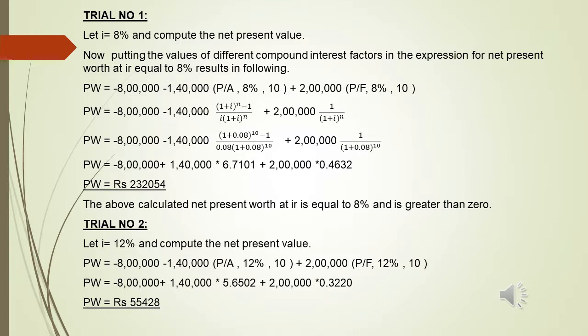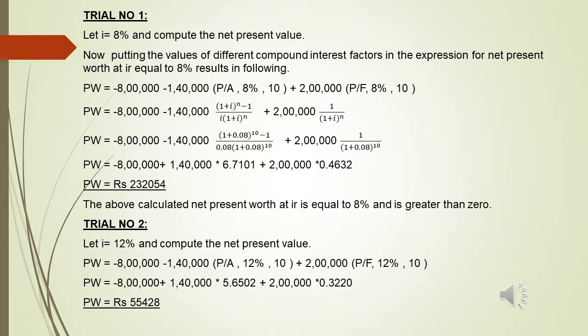So I am going to do trials. Okay, so I'll assume these values. For trial 1, I will take I equal to 8%, and compute the net present value. So where I is there, I will put 8% in the same equation. For 8% I have to calculate the PW value. So PW is the same equation where P by A, 8%, 10, you have to replace with the formula, and even the second bracket. So minus 8 lakhs minus 1,40,000 into that formula. Okay, you have to substitute I as 8%.